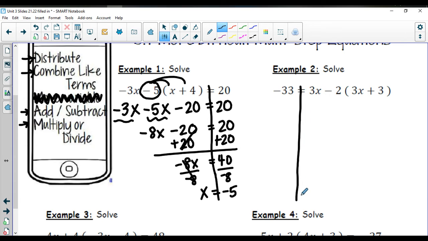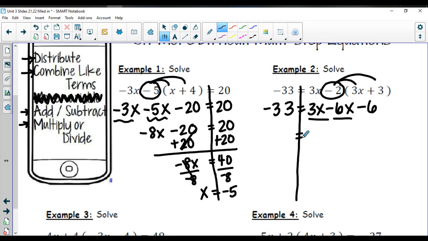Example number 2, we're going to follow the same steps here. We're going to distribute first. I see a 2 to distribute, and it actually is a negative 2. So I'm going to bring down my 3x that was out front. Negative 2 times 3x will give me negative 6x, and negative 2 times 3 will give me a negative 6. Over on the other side of the equal sign, I have a negative 33. Here I have 3x and a negative 6x. Together they give me negative 3x, and I bring down my minus 6. And this is equal to negative 33.